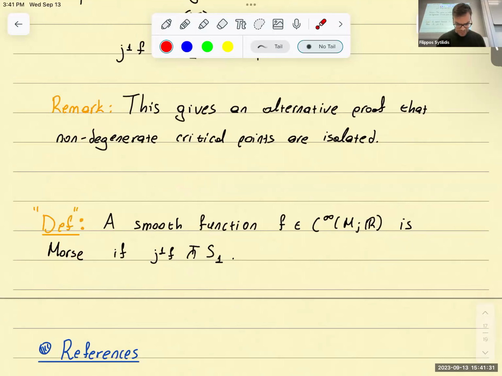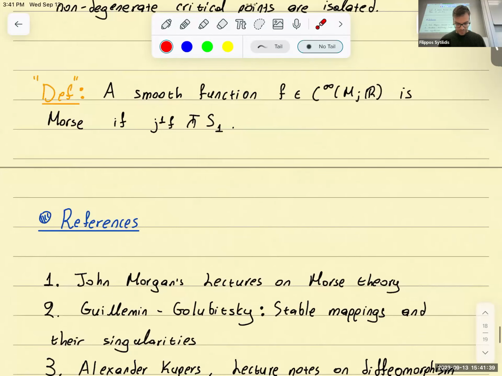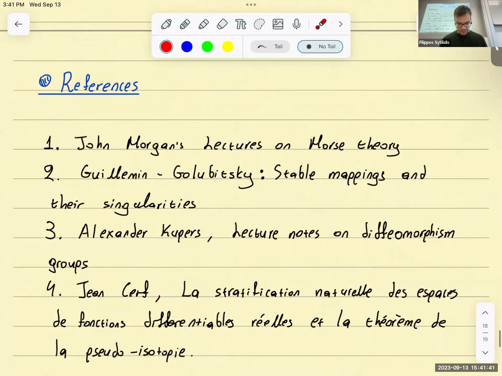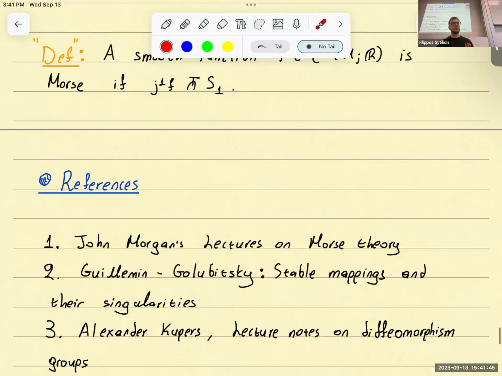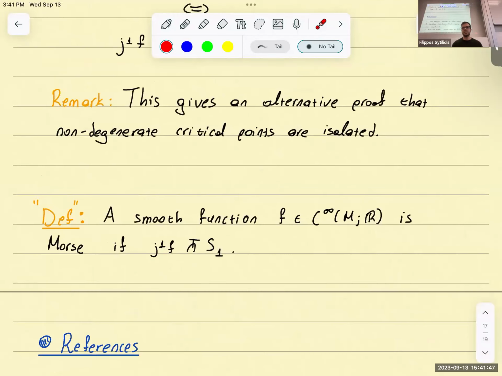I'm actually ending early. This went faster than I was expecting, which I guess is not bad. But just ending with some references here. That's what I had to say.